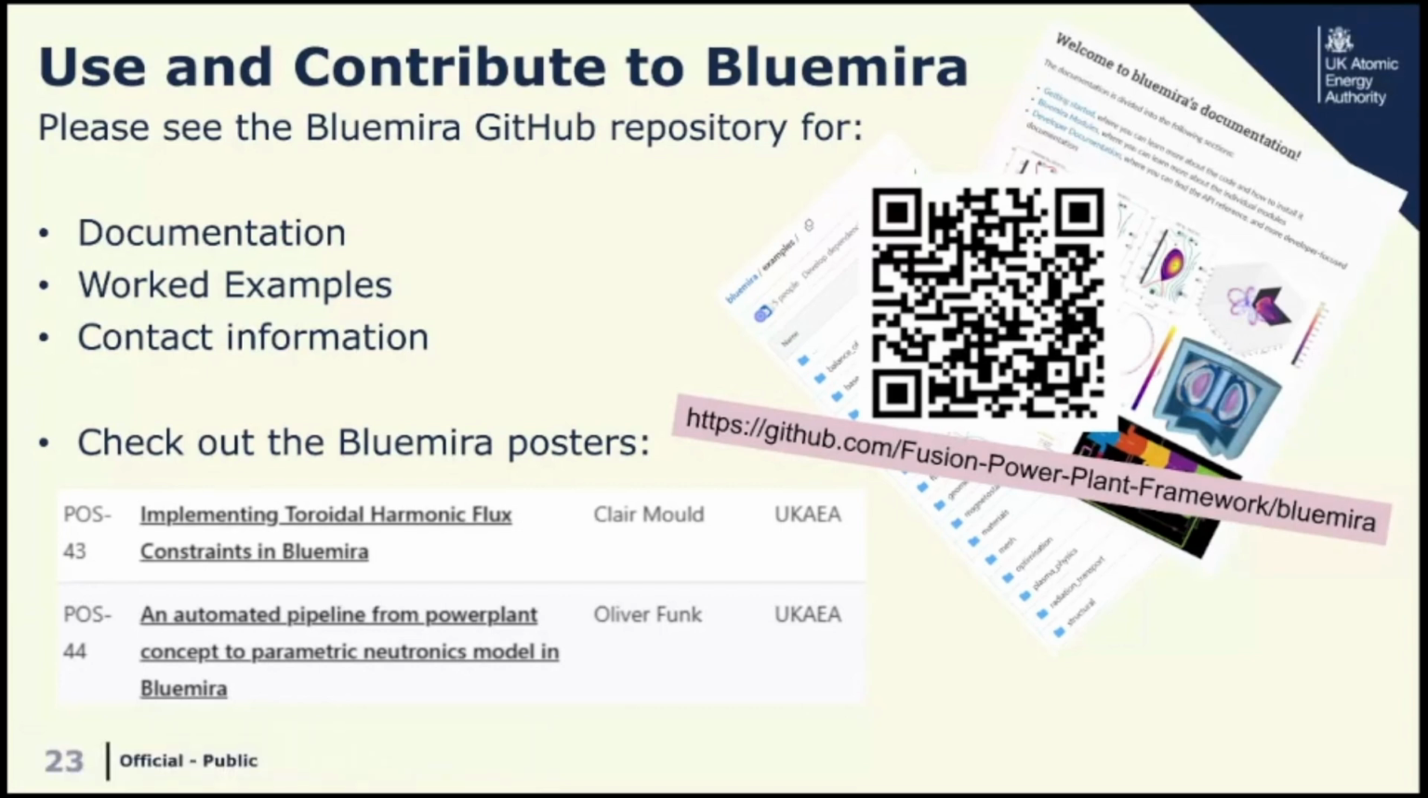Bluemira is one of the leading examples of open source software coming out of UKAEA. I'd say it's one of the exemplars. How easy or difficult was it going through the process of being allowed to open source Bluemira, getting agreement to do that and implementing it?